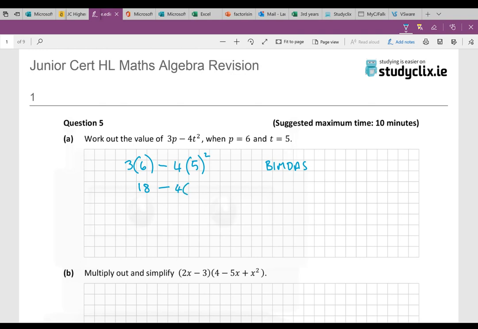So it's 4 times 25. I have to do, I comes before m, so I have to do my indice first. 18 minus 100, and that is equal to minus 82. And remembering here the minus sign being very, very important.